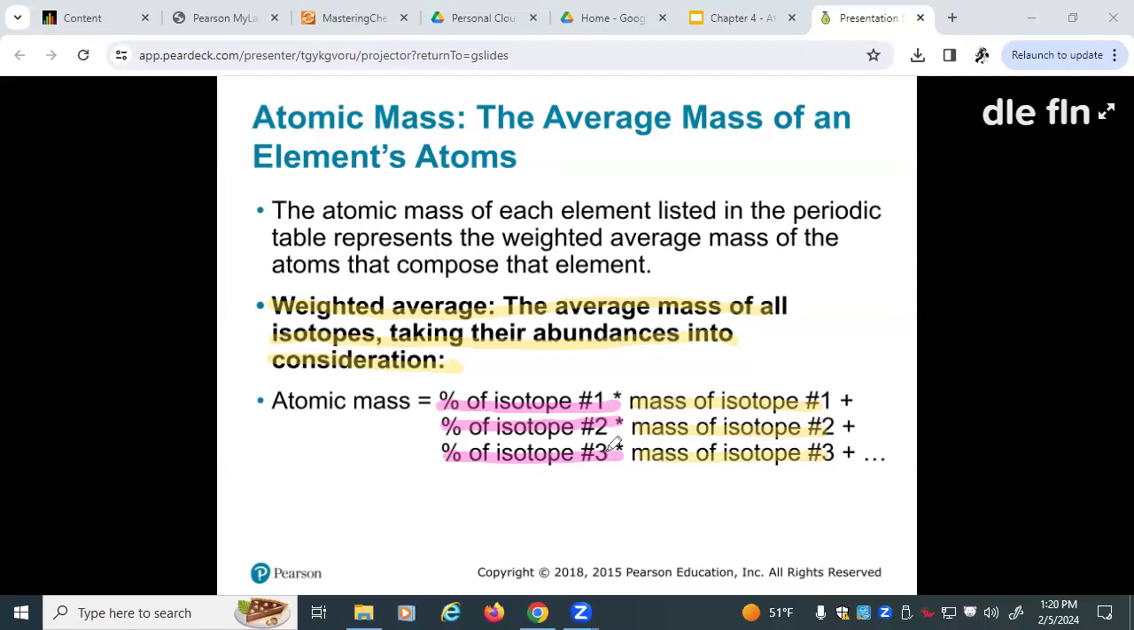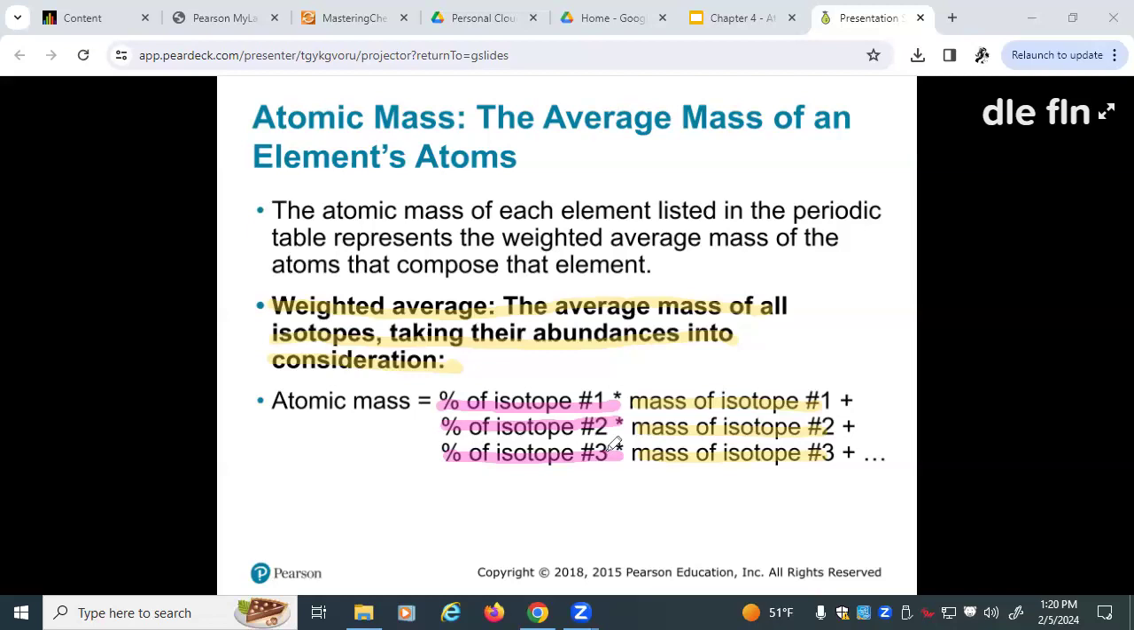Why the differences in abundances? Radioactivity. The isotopes that are radioactive are not stable enough to stick around, and so we don't find them as often. So carbon-12 is not radioactive. It does not decompose. It does not decay in any kind of way. It stays as carbon-12. Carbon-13 and 14, both of those are radioactive. They will decay over time.